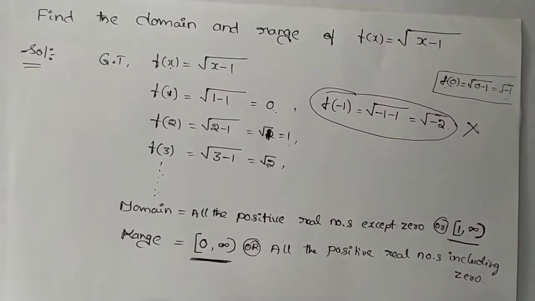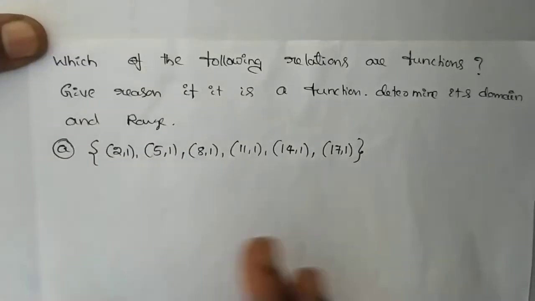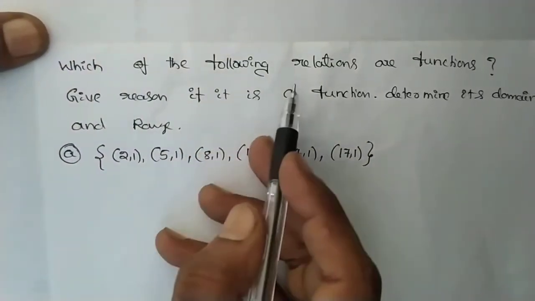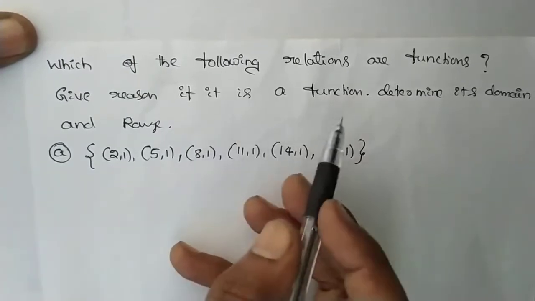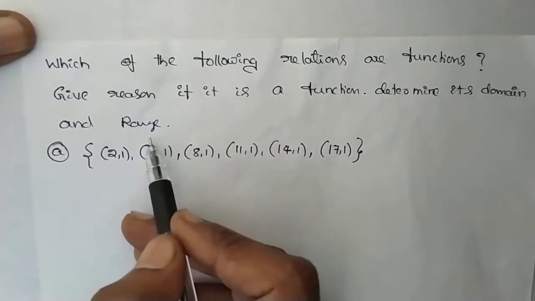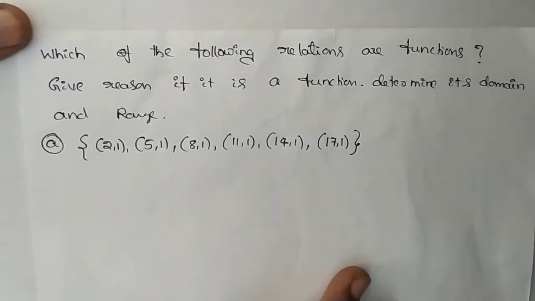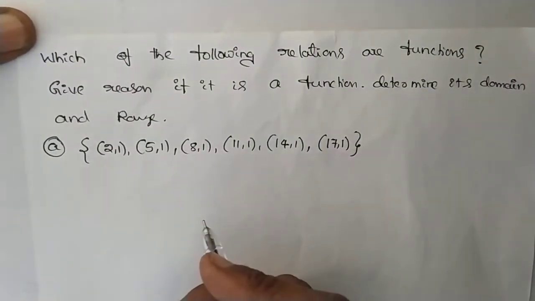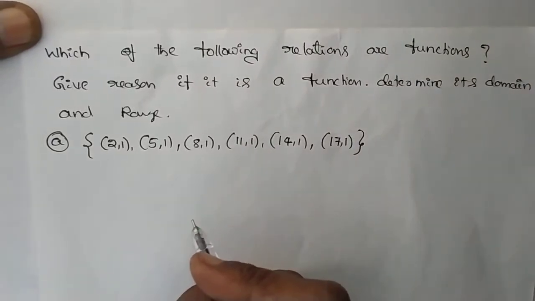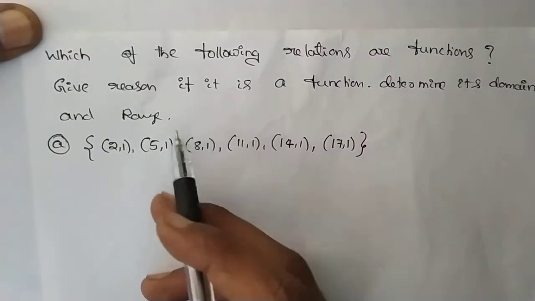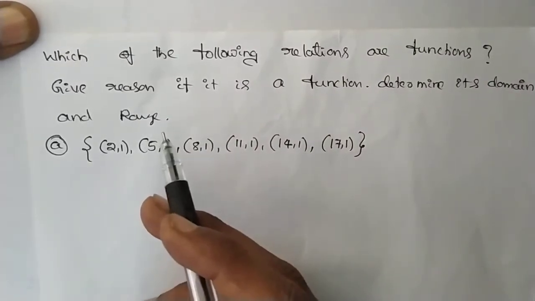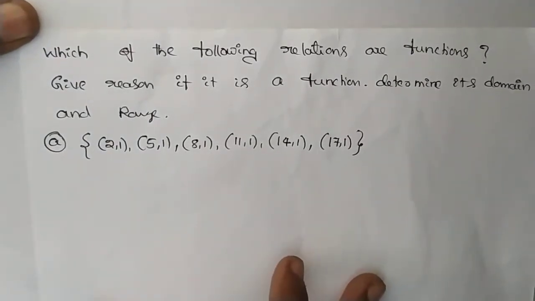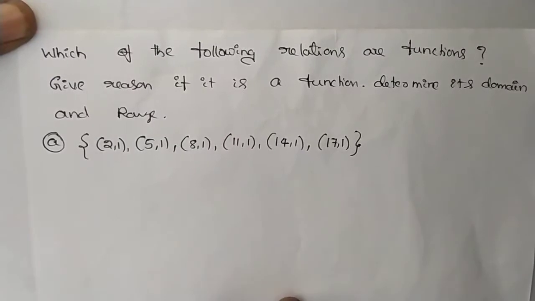Now let us move on to the next question. Note down: which of the following relations are functions? Give reason if it is a function. Determine its domain and range. These kinds of problems I already explained at the start of the functions. If you want to know about these kinds of problems, you just see the previous class. That class includes the definition of the functions along with their examples.